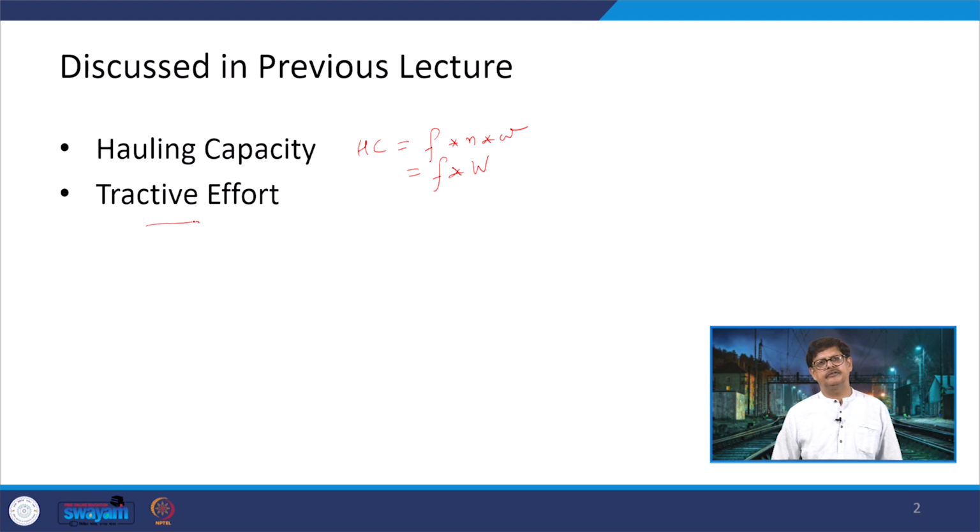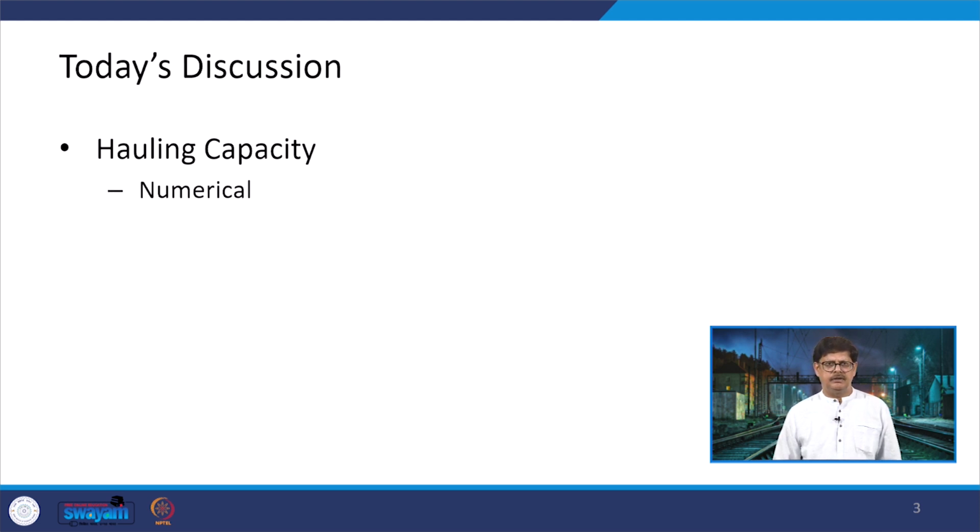The other thing which we discussed was tractive effort. In the case of tractive effort, along with the various factors, we did talk about the effort for steam engines, diesel locomotives and electric locomotives. Now, today we will be looking at the various numericals related to the hauling capacity and the resistances being offered by a track.